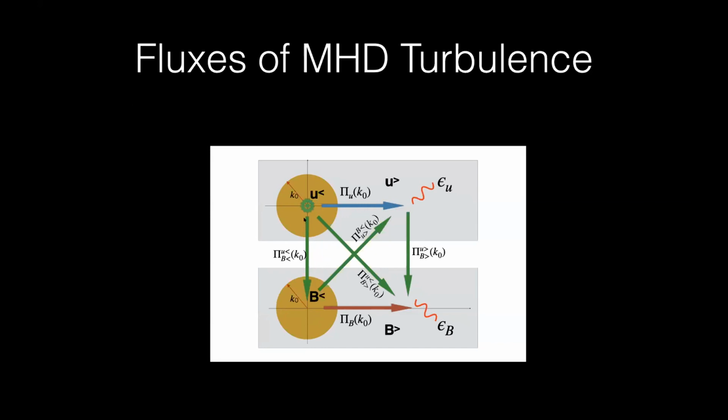Now these green arrows are responsible for energy transfer from U to B. And it turns out the dynamo is basically occurring because of the green arrows. So the large scale magnetic field, which is small wave number, is getting energy from the large scale velocity field by this. So this is the large scale dynamo, small scale dynamo. We've done a lot of work on this, but this is responsible.